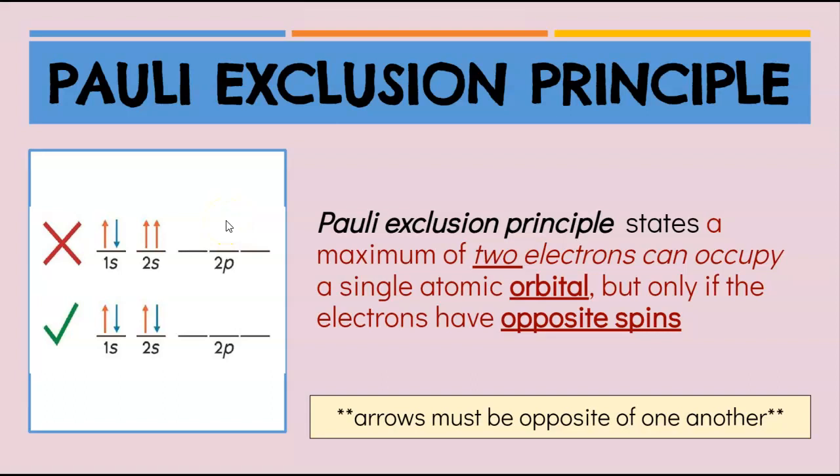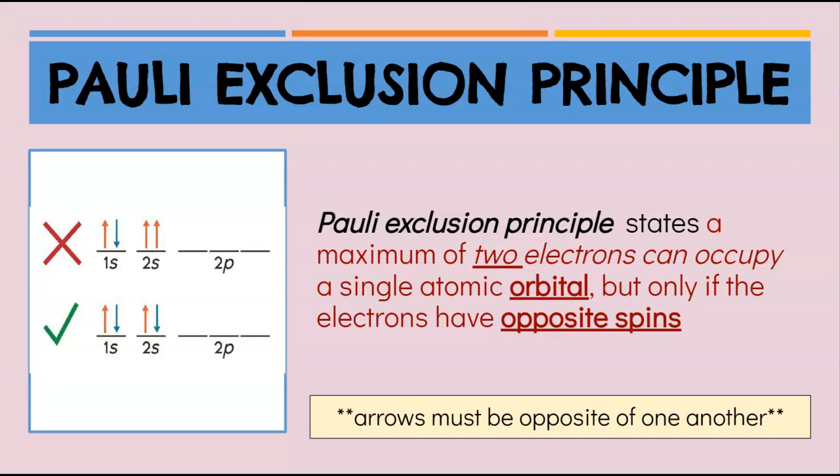The Pauli exclusion principle states that a maximum of 2 electrons can occupy a single atomic orbital. Remember, I already said that each box, each orbital gets a maximum of 2 electrons. But this is only the case if the electrons have opposite spins. Okay, so they occupy a single orbital if they have opposite spins.